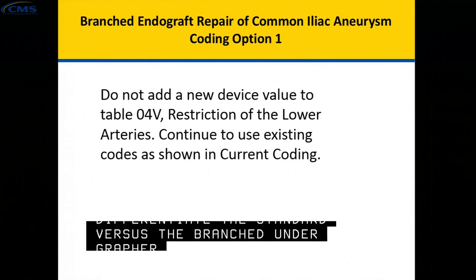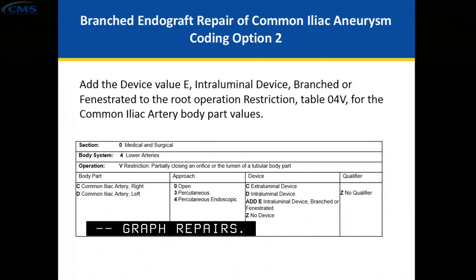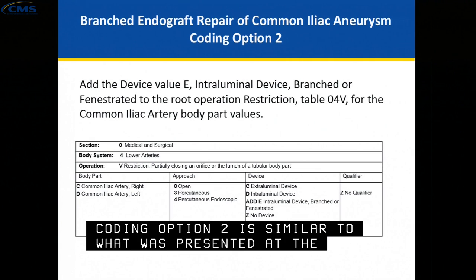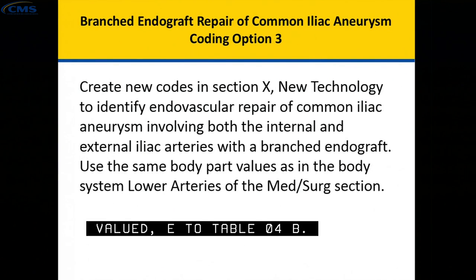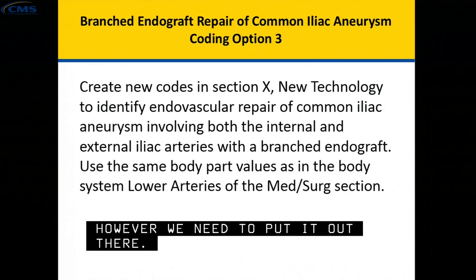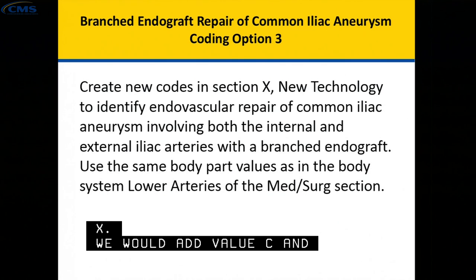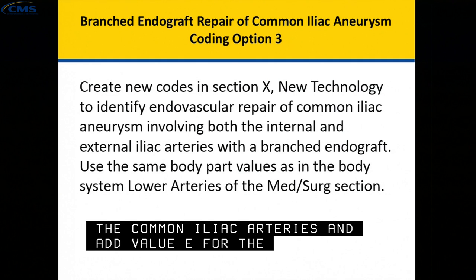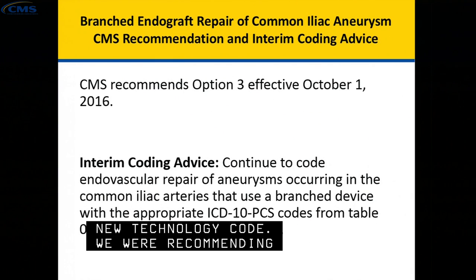Coding option one would be not to add a new device value, to continue as it is under current coding. Coding option two is similar to what was presented at the September 2015 meeting, and that would be to add a new device value, E, for intraluminal device branched or fenestrated to table 04V. I'm hesitant to even mention option three based on earlier comments. However, we do need to put it out there. So option three is our lovely section X. We would add value C and D for the common iliac arteries, and also add value E for the device substance technology for a new technology code. And we were recommending option three, and I'm looking forward to comments.